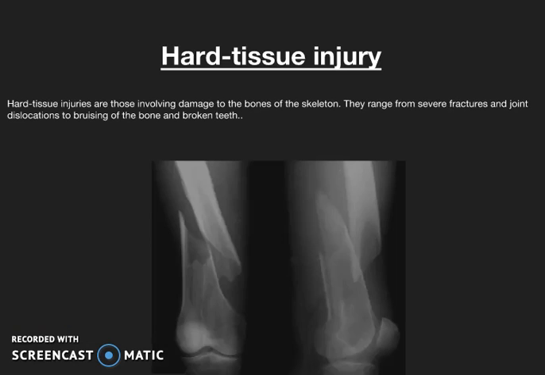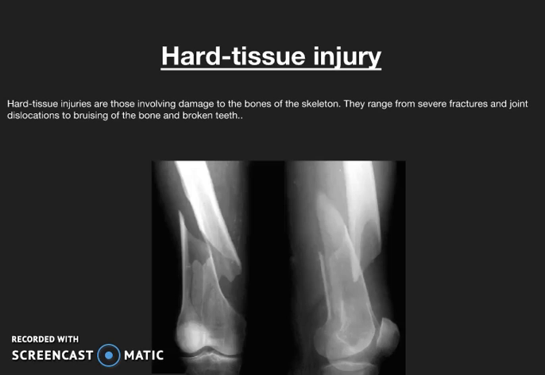Hard tissue injuries are to those involving bones of the skeleton. They may also be teeth. They range from fractures and joint dislocations to bruising of the bone, as well as broken teeth.